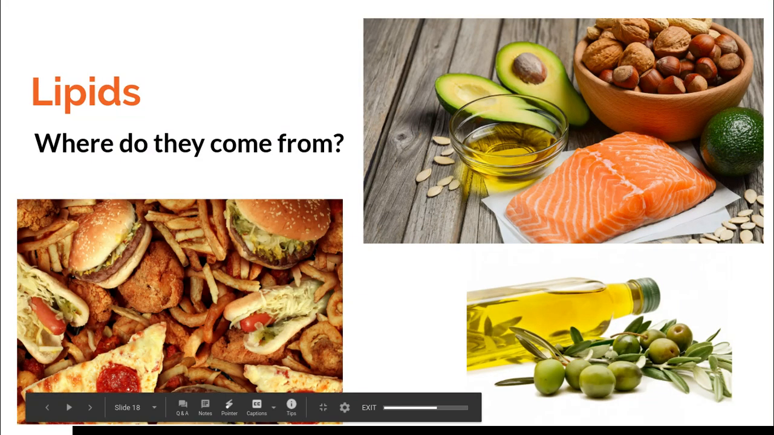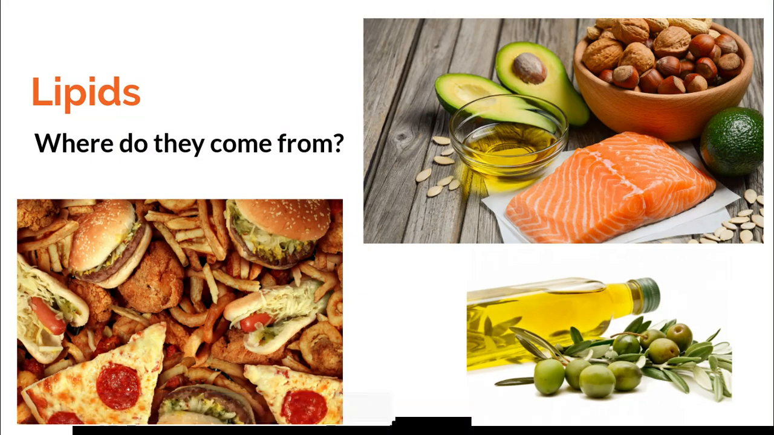All right, everyone. So today we are taking a look at our third biomolecule. Still working through the same lesson piece by piece. Today we are going to be looking at lipids or fats. So first, let's talk about where they come from.